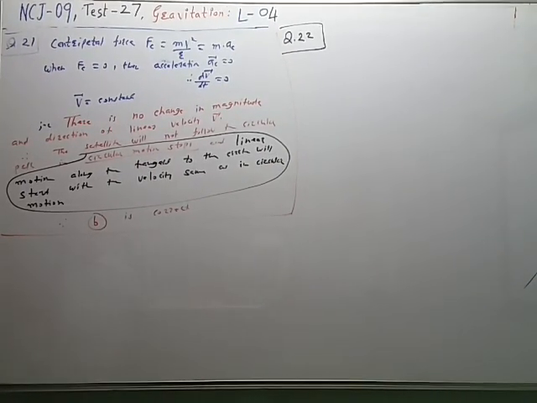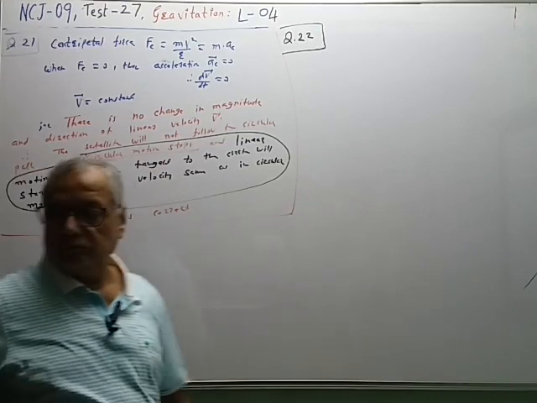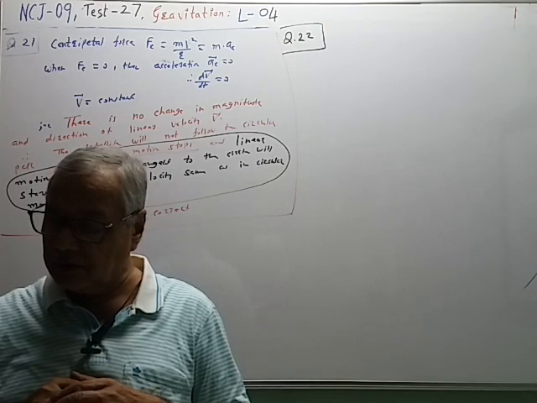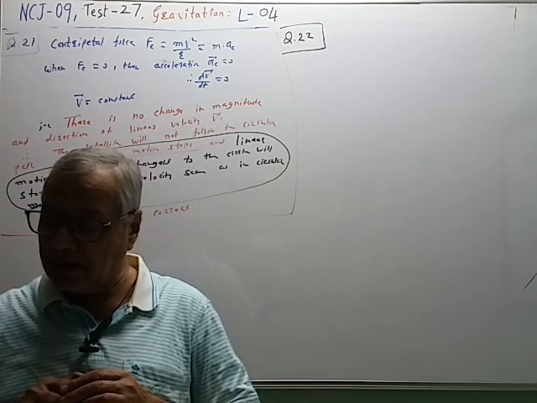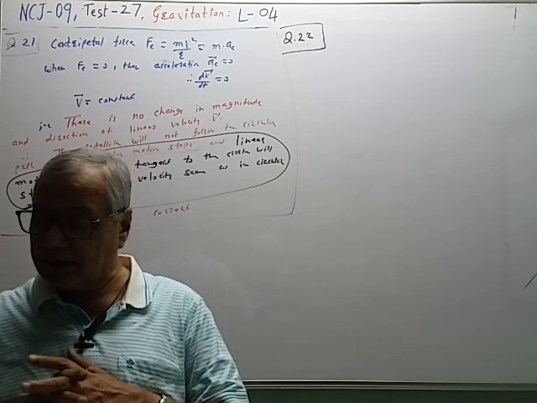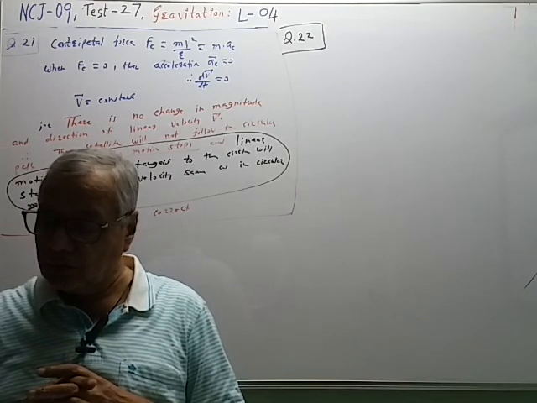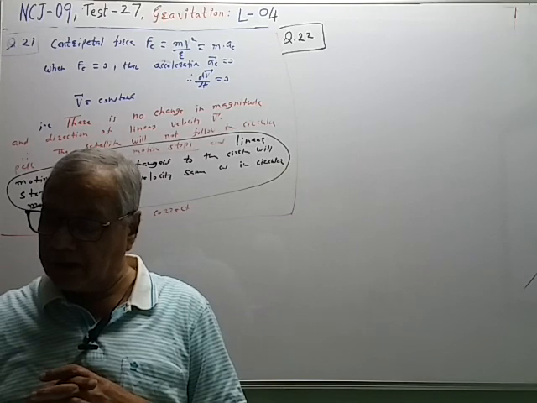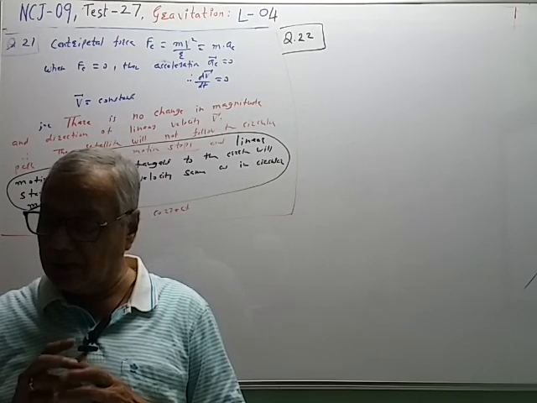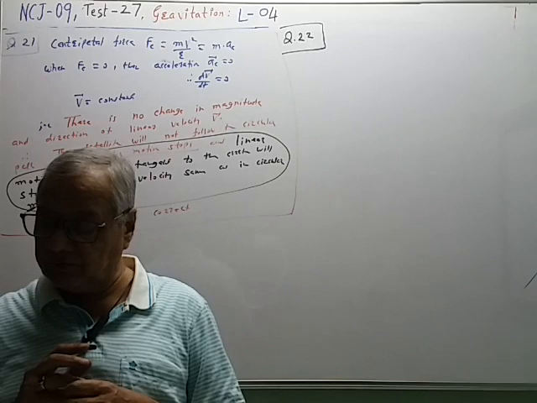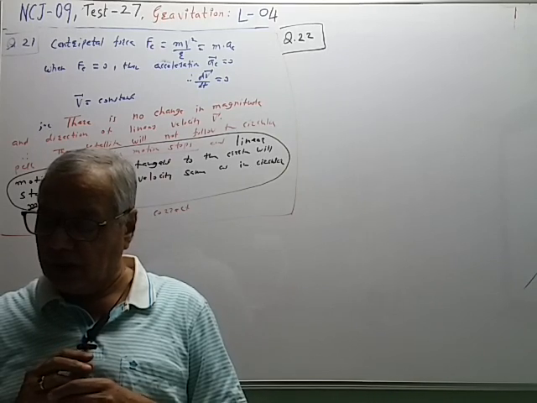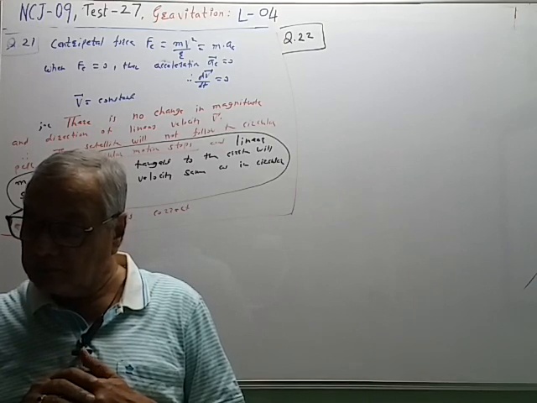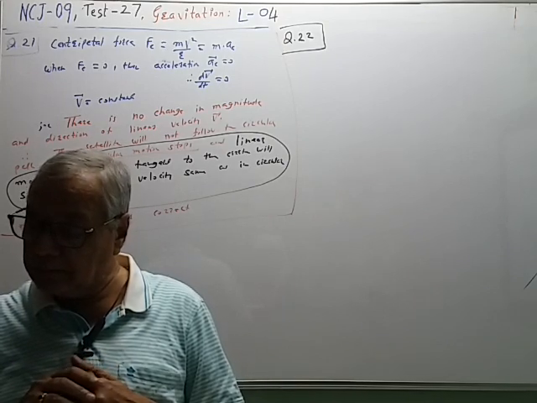Question number 22. A satellite is launched in a circular orbit of radius r around the Earth. A second satellite is launched to an orbit of radius 1.01 times r. The period of the second satellite is longer than the first one approximately by what value, which is to be given in percentage.